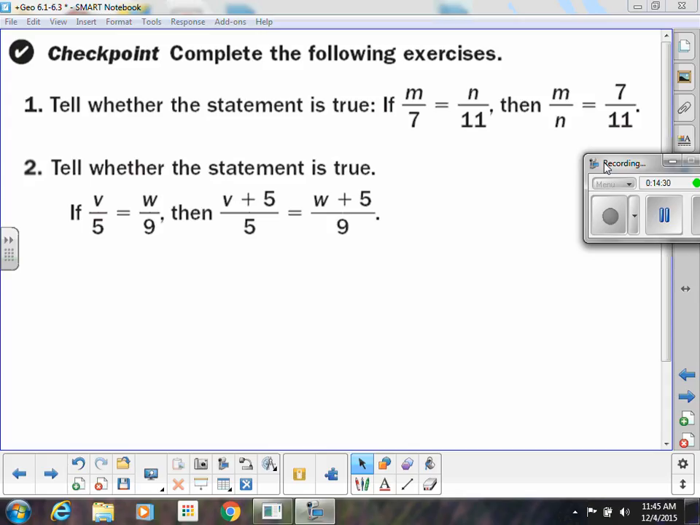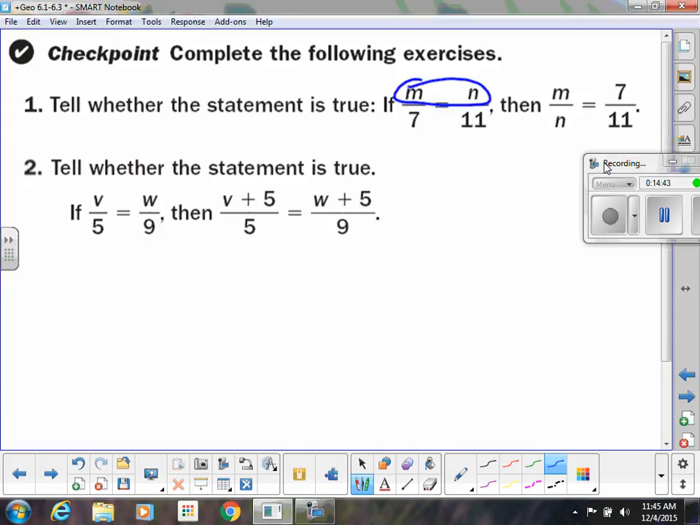Okay, so we have to tell whether this statement is true. So let's look at what they did. So they have m over 7 is equal to n over 11. And then over here, they're doing m over n. And let's see, that should be the same as 7 over 11. And that's true. That's one of our properties that says we can switch the means, and it's still the same proportion. So yes, that is true.